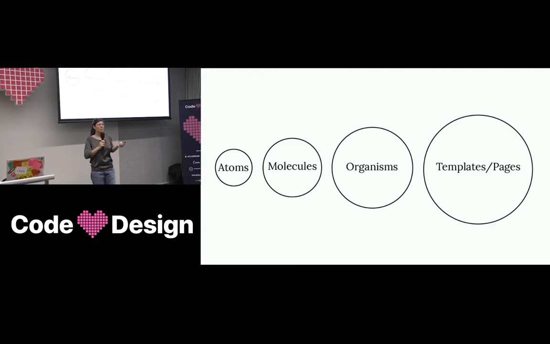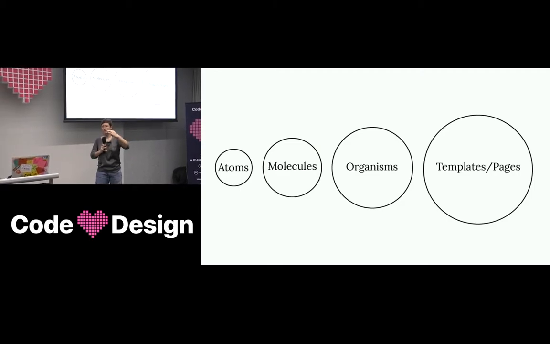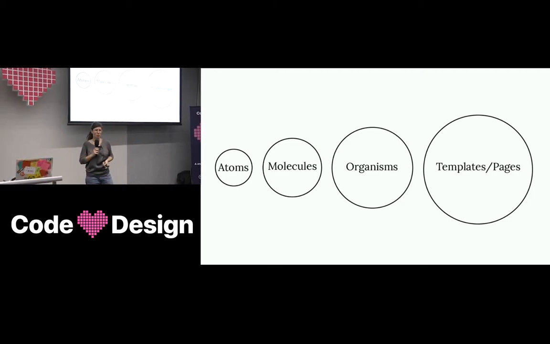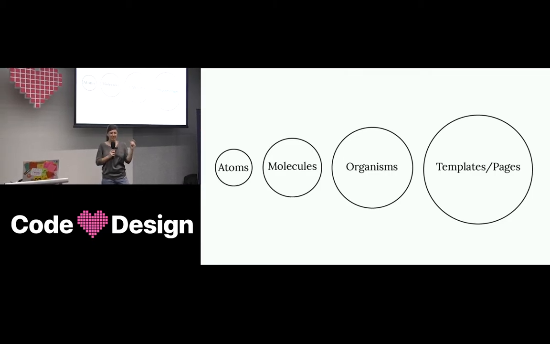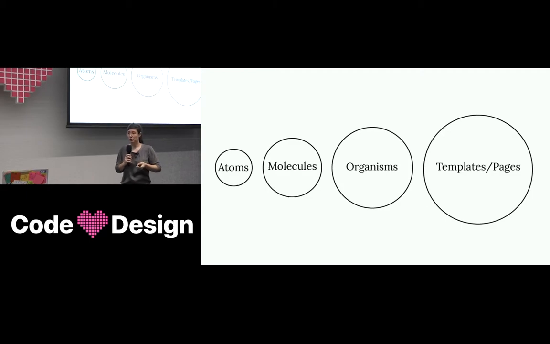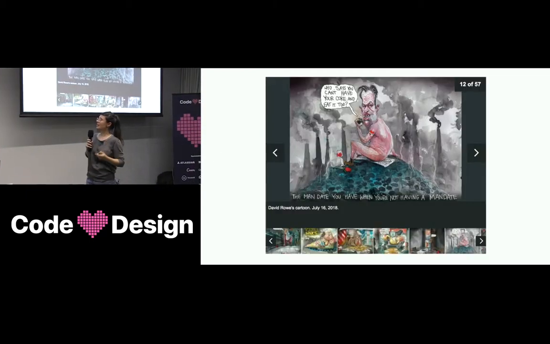So templates are your basic layouts, and pages should be the finished product with actual content and data and whatnot inside it. And the purpose of this is that your atoms should be infinitely reusable. So the same atom will go into several different molecules, same molecule will go into several different organisms, and hopefully this will help you achieve consistency in your design because you're not making up every little bit from scratch. So let's look at an actual example.